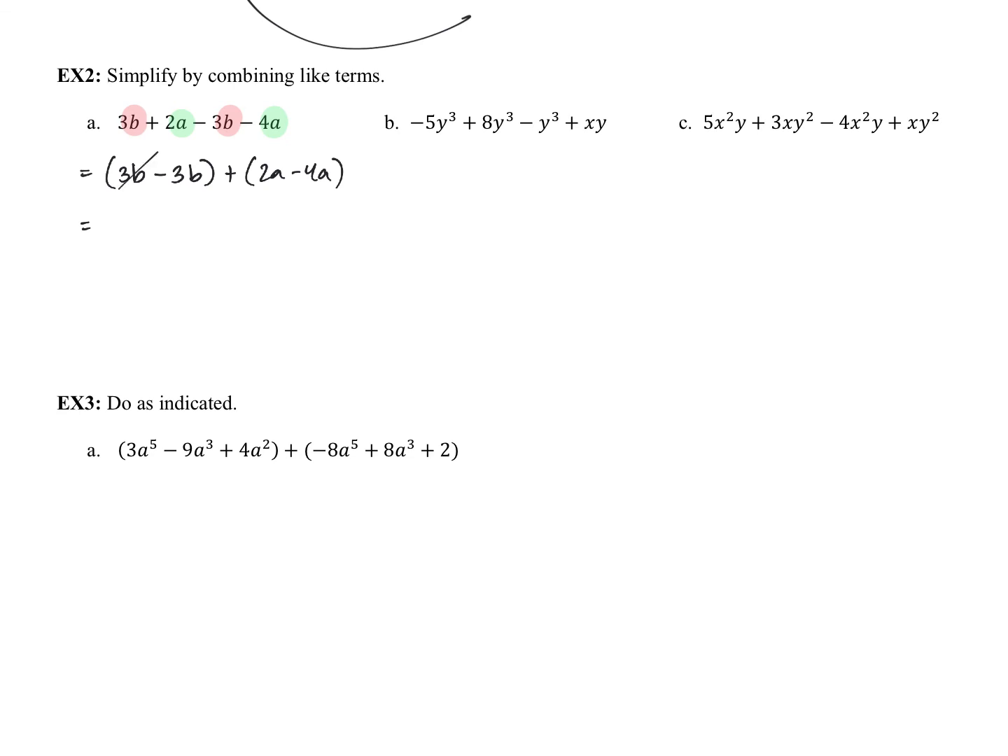The 3b minus 3b, they cancel. We're left with 0b. We don't need to write that. And then 2a minus 4a is going to be a negative 2a. And we're done. Let's take a look at b.